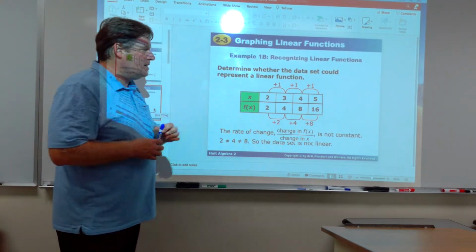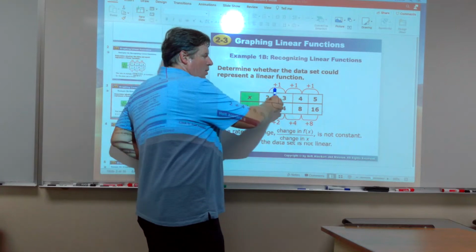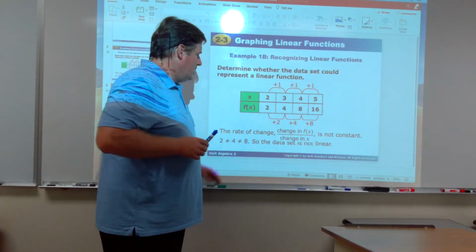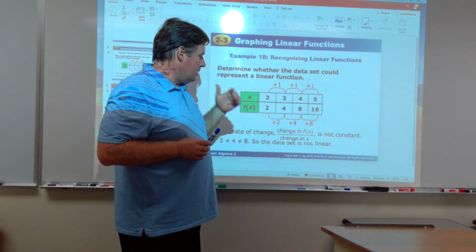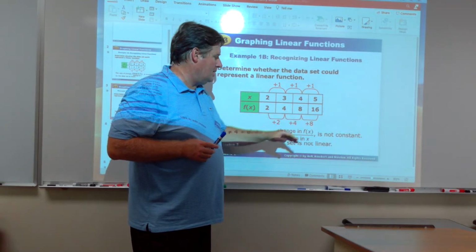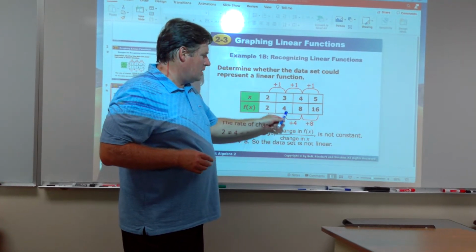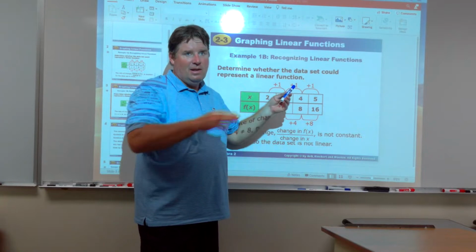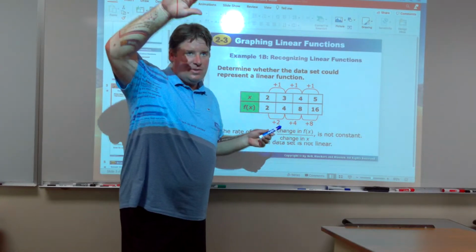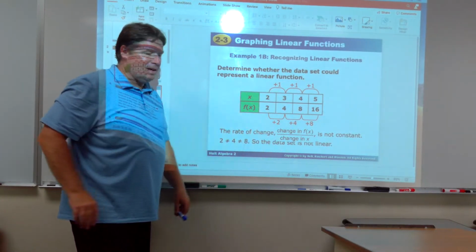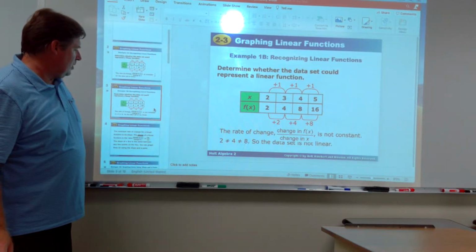Okay, now this is an example of one that is not. Now the x's are going up by 1, that's good. But the y's, or the f of x values, they're going up by 2, then up by 4, then up by 8. And so our slope here is 2, but our slope here is 4, and our slope here is 8. Well, that's changing, that's making that line curve, so that's not a linear equation. It's got to be the same every single time. So that's a good way to check that.